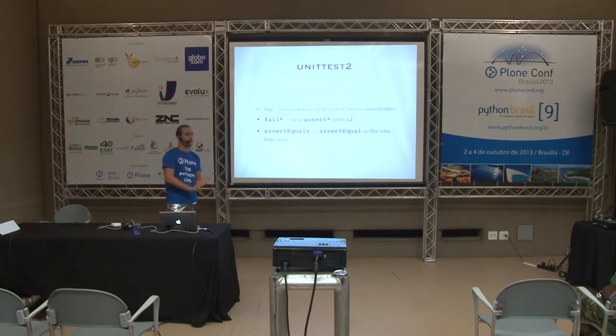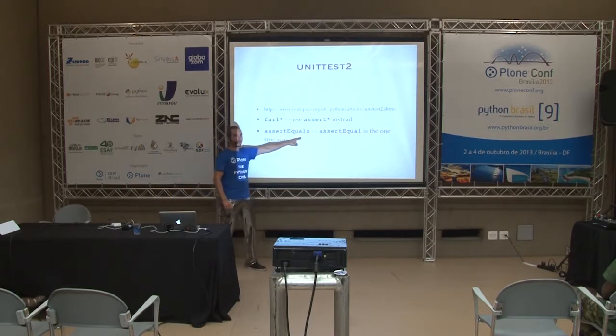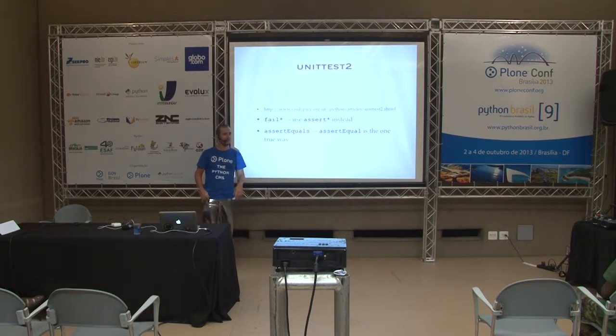Then it's unit test two. We recommend unit test two because there are a lot of changes, and I still see a lot of tests that people write that do not use the new methods that have come really helpful in unit test two. But first, some deprecations: do not use fail anymore, like fail unless or fail if or whatever. Just use assert and whatever method you need to use. And assert equals is now written without the s at the end.